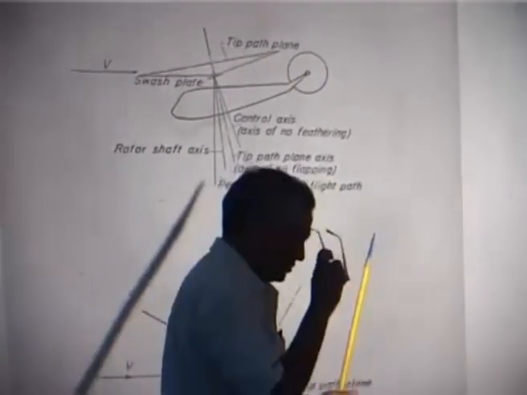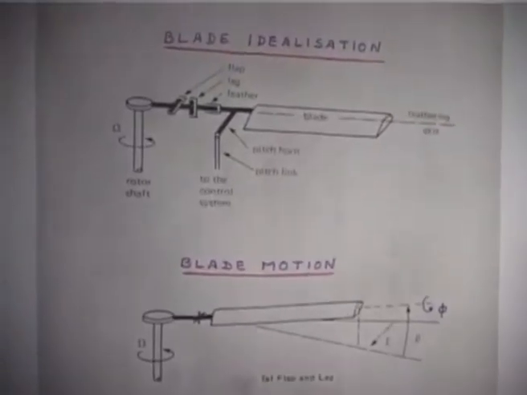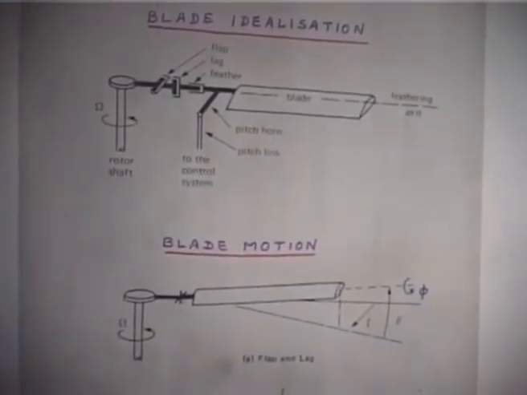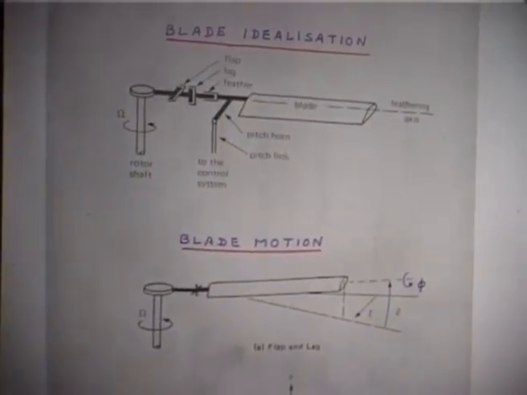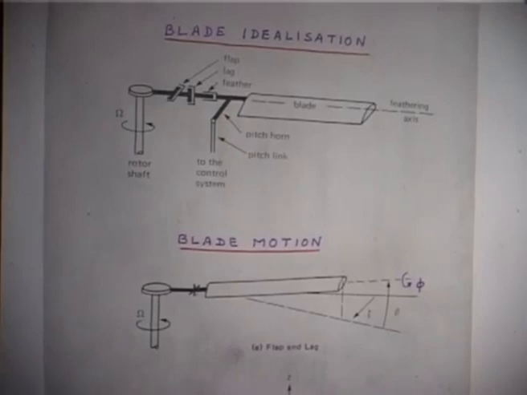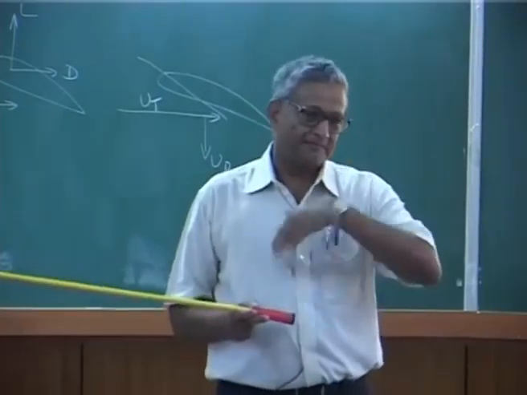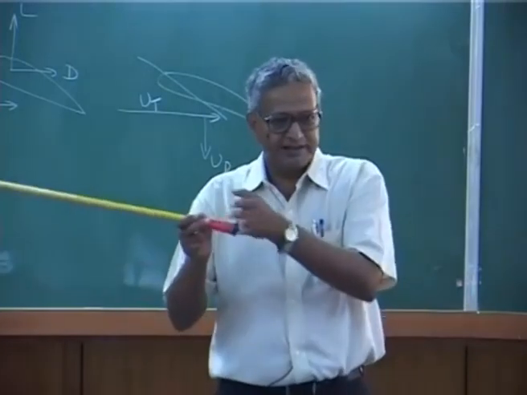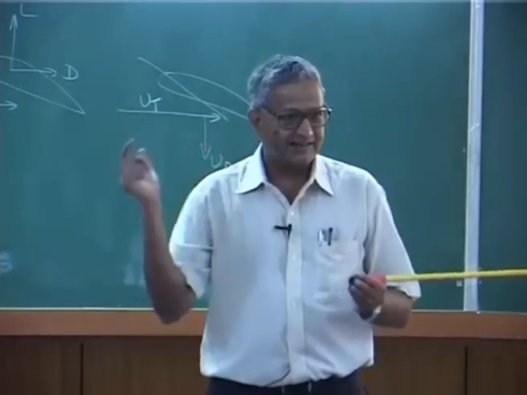Now before we go on, I wanted to show you just a very brief introduction to modeling the blade. Because if you remember, right at the beginning of the course, we mentioned the blade is attached to the hub, and if it is articulated, you have a flap hinge, and you have a lead lag hinge, and you have a pitch bearing. In the case of a hingeless rotor, you do not have any hinge, but you have a pitch bearing, because you need to change the pitch angle of the blade cyclically as it goes around.